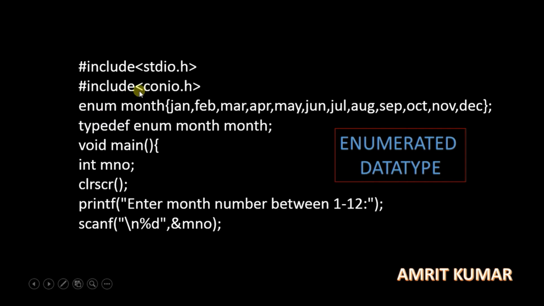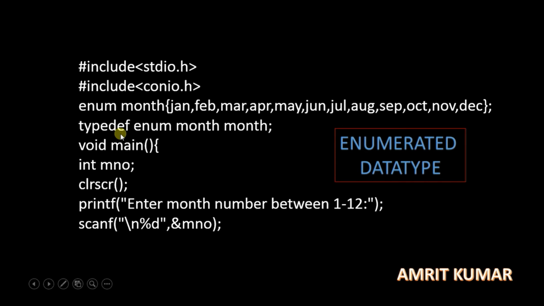After the declaration of these two header files, I am using a reserved keyword, that is enum here, and this is the variable, we can say month, which is of an enumerated data type. It contains January, February, March, April, May, June, July, August, September, October, November, December in it. Then a semicolon is needed.